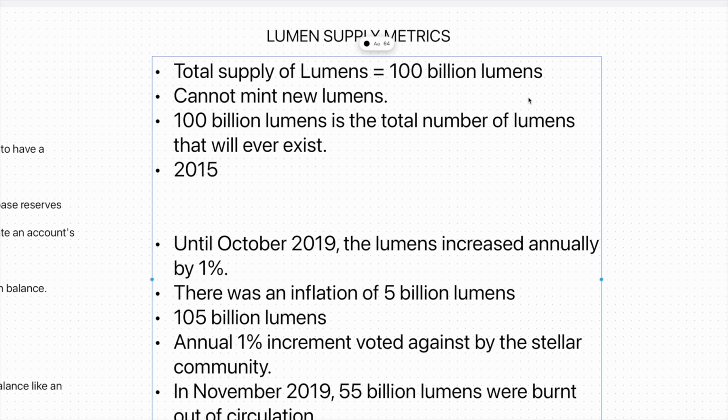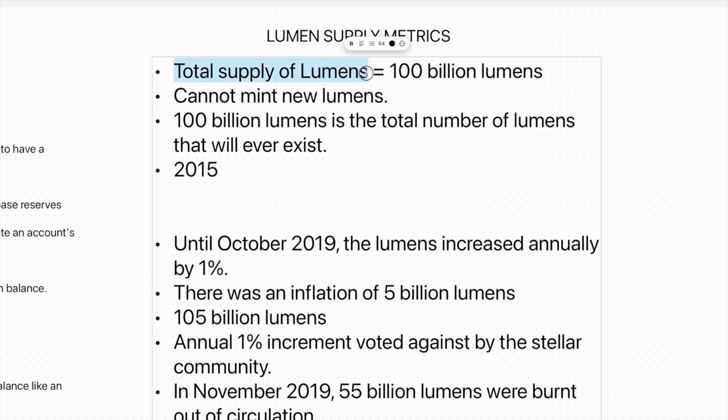Basically, not to go into a lot of details about all the information about these metrics, we're just going to be talking about all the data, all the information about what happened from the time of supply up to this point. But the major information to know about the supply is that there are a total of 100 billion lumens, right? Let me just write that down. There are a total of 100 billion lumens.